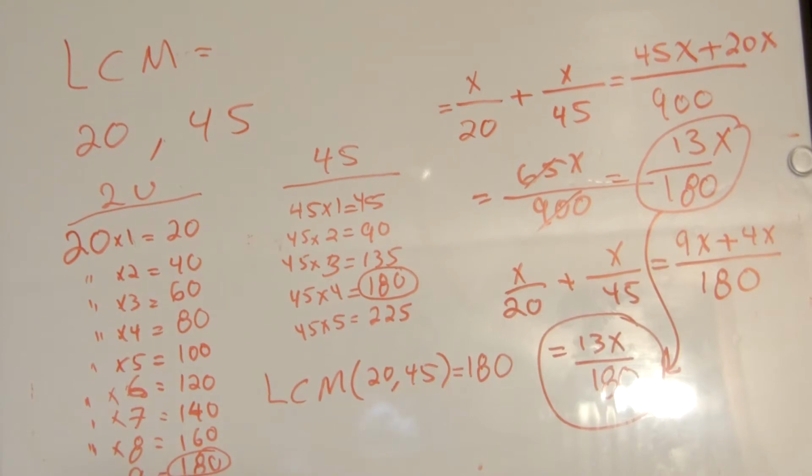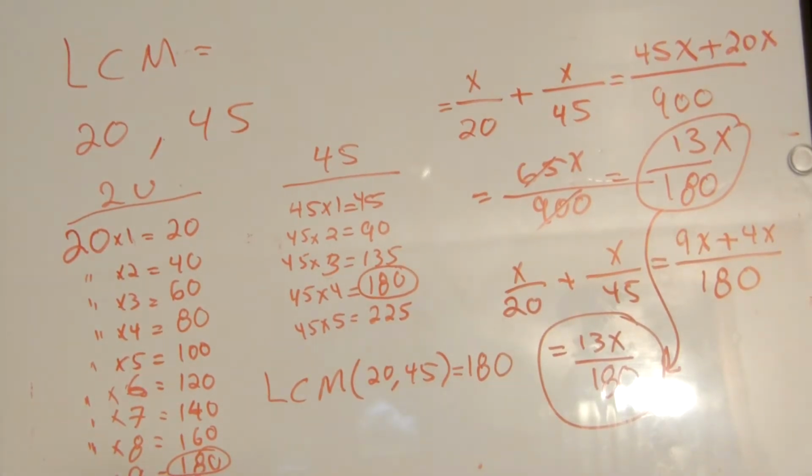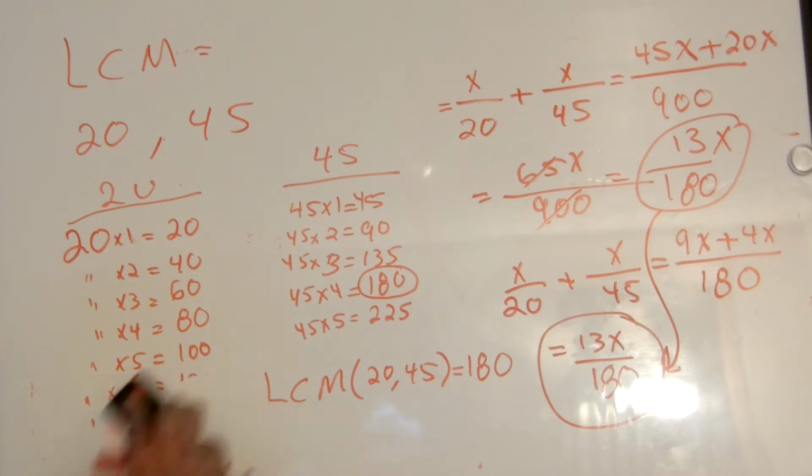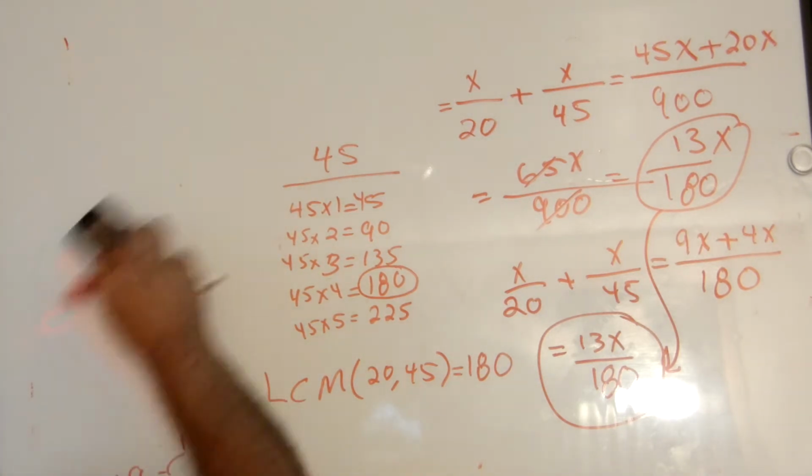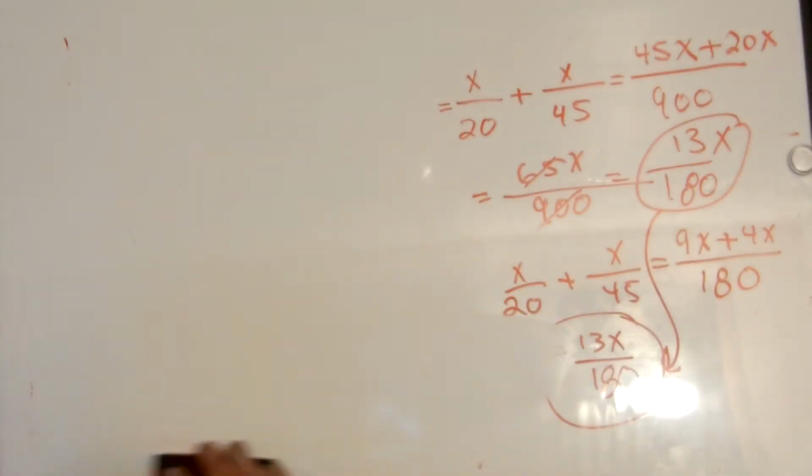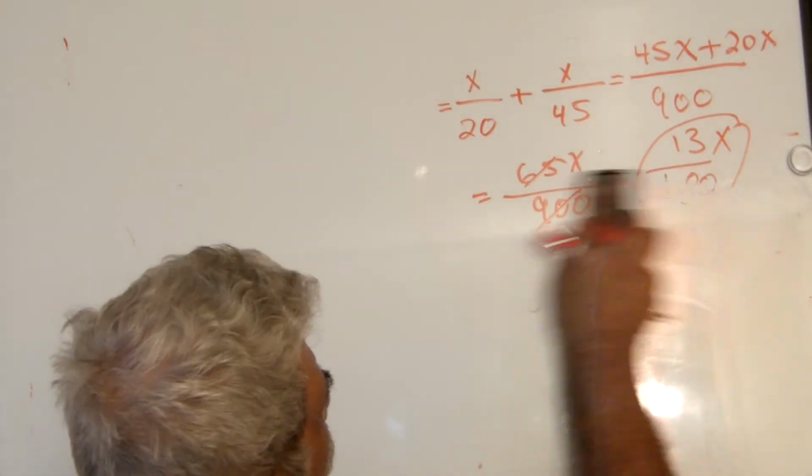But the other way, if you find it the other way, we just multiply the denominators and then do the rest of the operation.